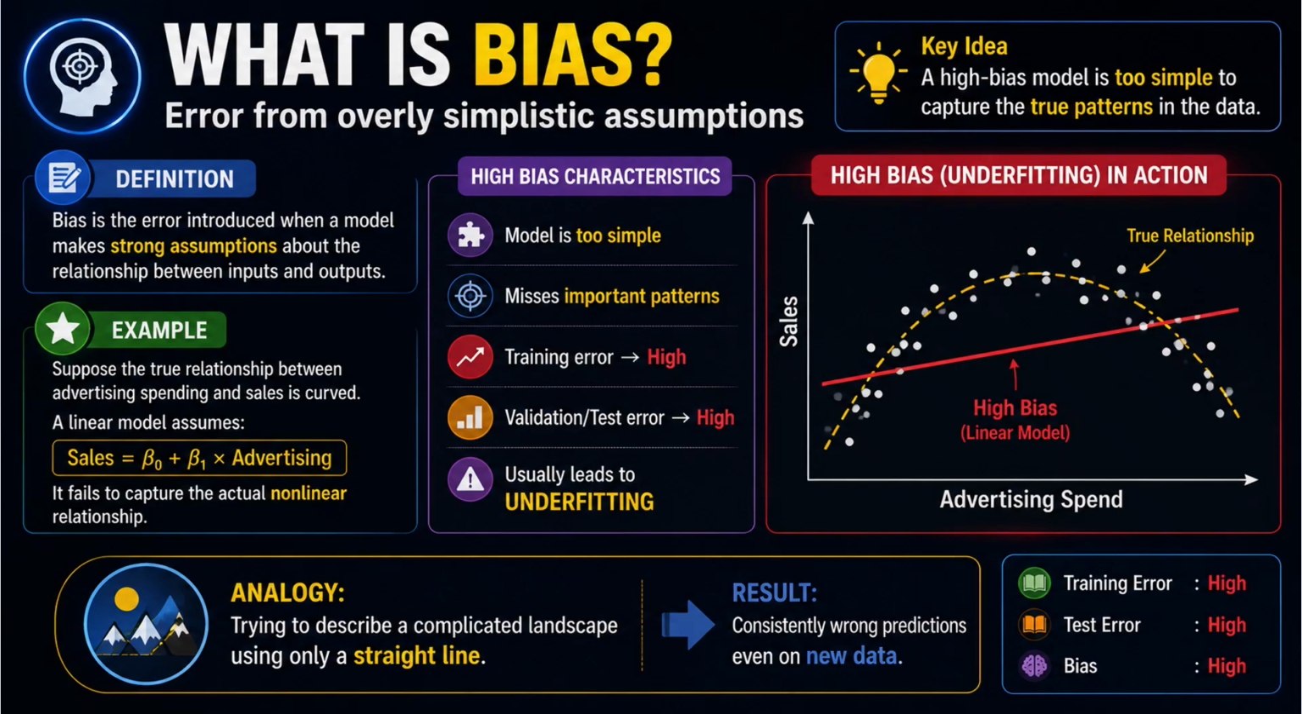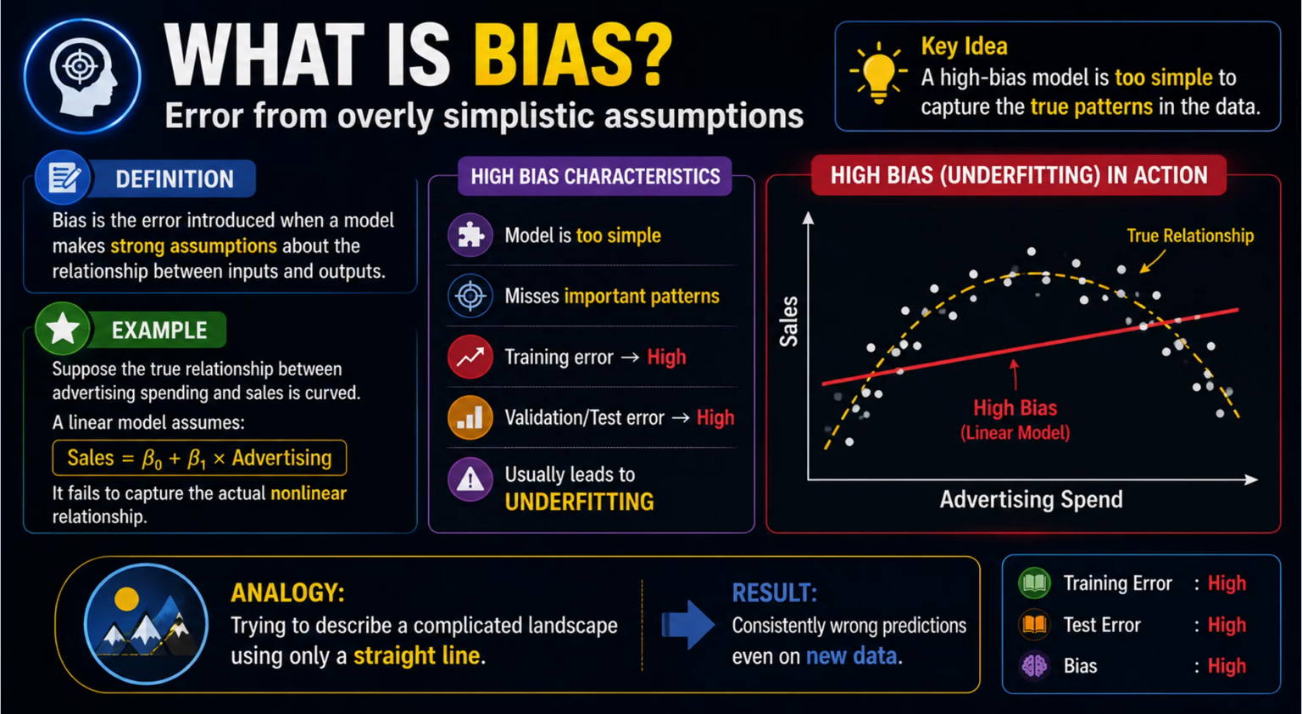What is bias? Bias is error from overly simplistic assumptions. The definition of bias is the error introduced when a model makes strong assumptions about the relationship between inputs and outputs. For example, suppose the true relationship between advertising spending and sales is curved or non-linear, and you assume a linear model like sales equals beta 0 plus beta 1 times advertising. It fails to capture the nonlinear relationship.